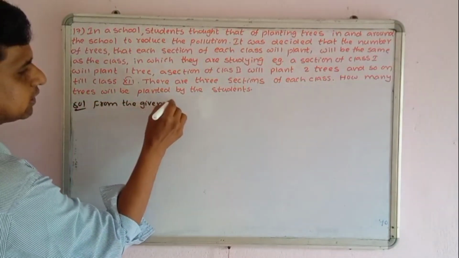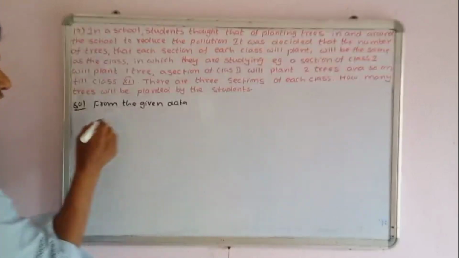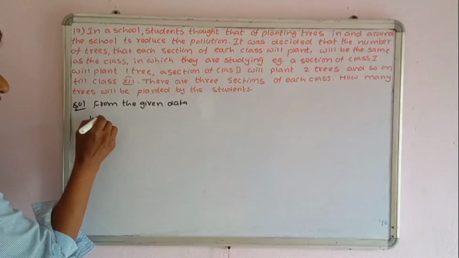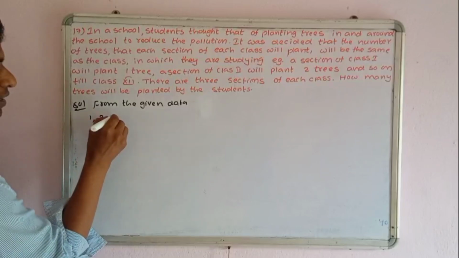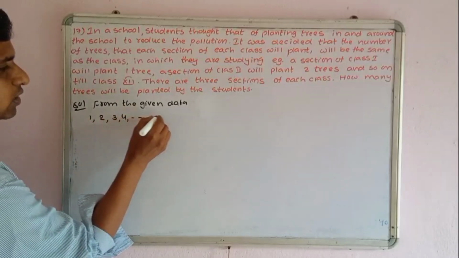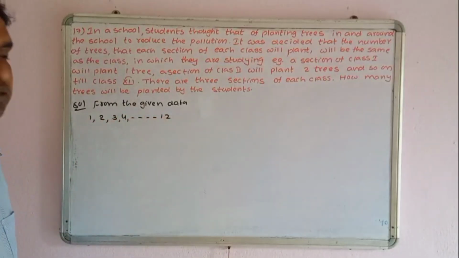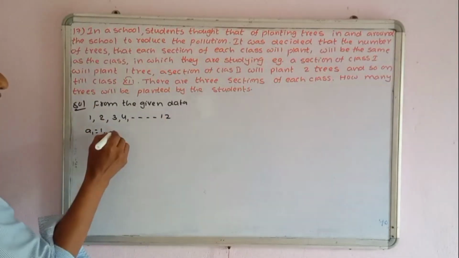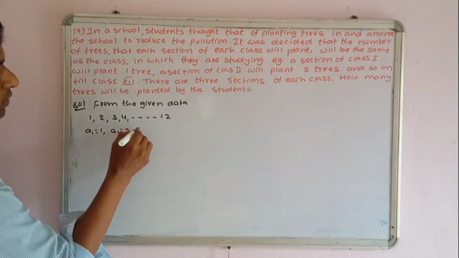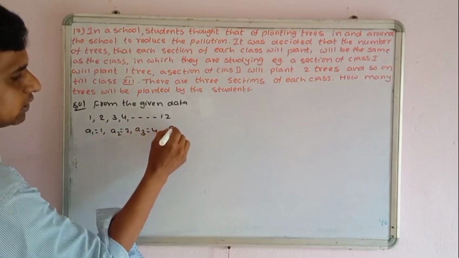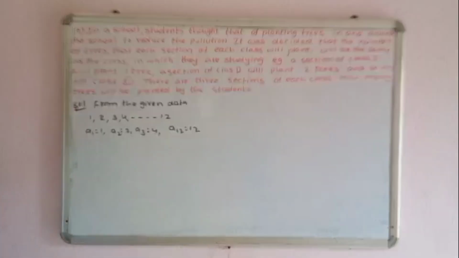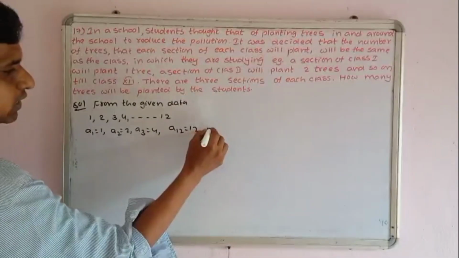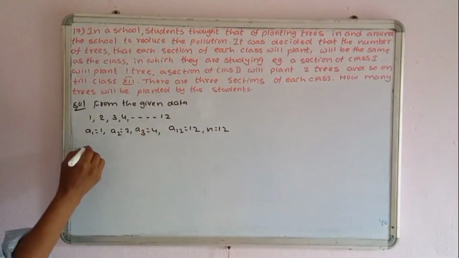From the given data, okay, section 1 student only 1 plant, class 2 student 2 plants, class 3, 3, class 4, 4, so on up to how many are there, 12 classes. Okay, so here a1 equals 1, a2 equals 2, a3 equals 3, a12 equals 12. So here n equals 12.